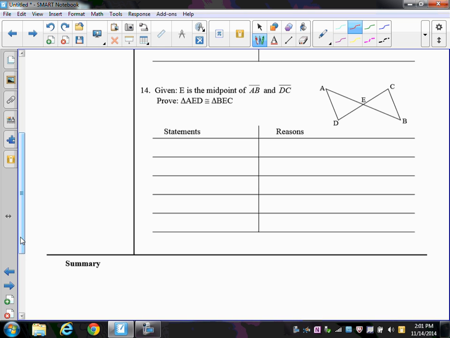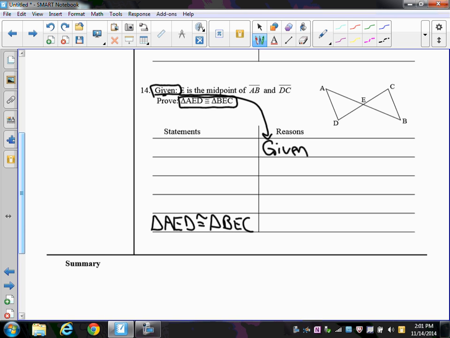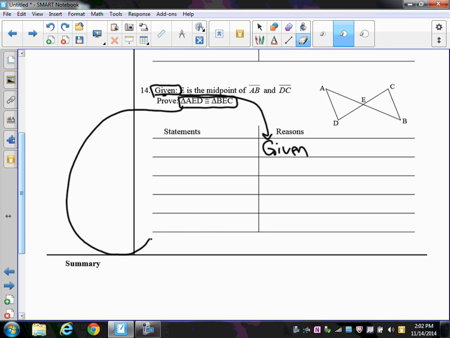Number 14, the information that you should always write in is given for your first reason. And you should write triangle AED is congruent to triangle BEC. That's the information that will be on all of your proofs. So whatever's given, and your last step should be whatever it was you were trying to prove. Actually, as I review my notes, I see that I used an extra line, and it went down here.